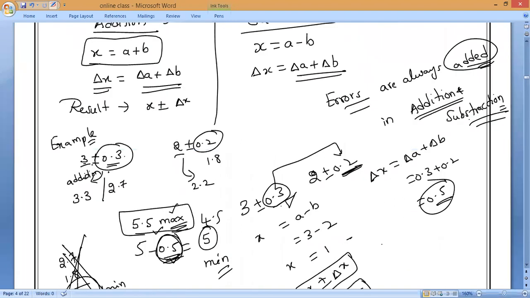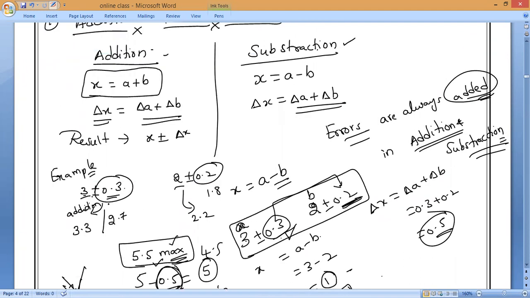So you can see now here, we are going to do the subtraction of two things. This is the a and this is the b. So x is equal to a minus b. So a minus b means 3 minus 2, which is equal to how much, Ram? 1.